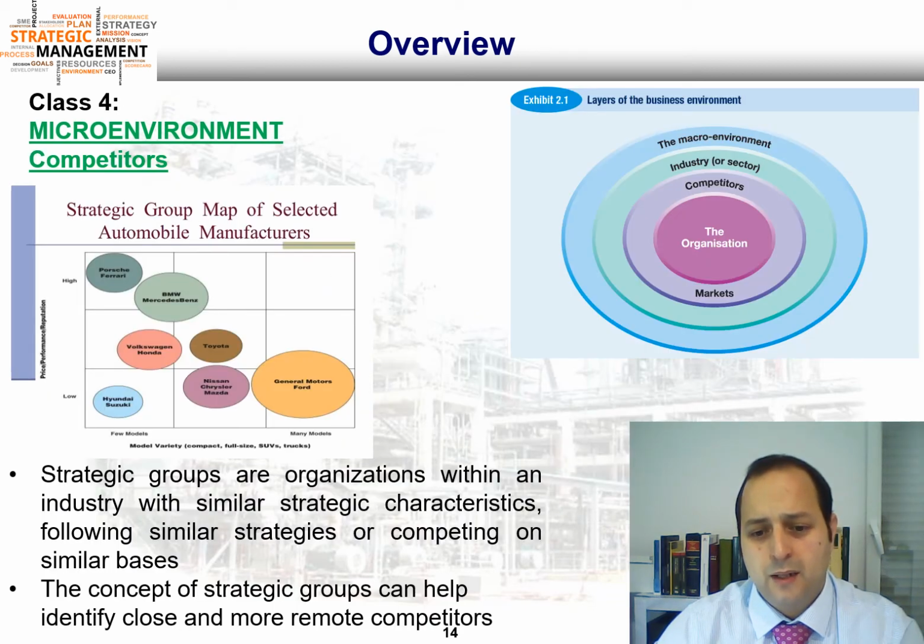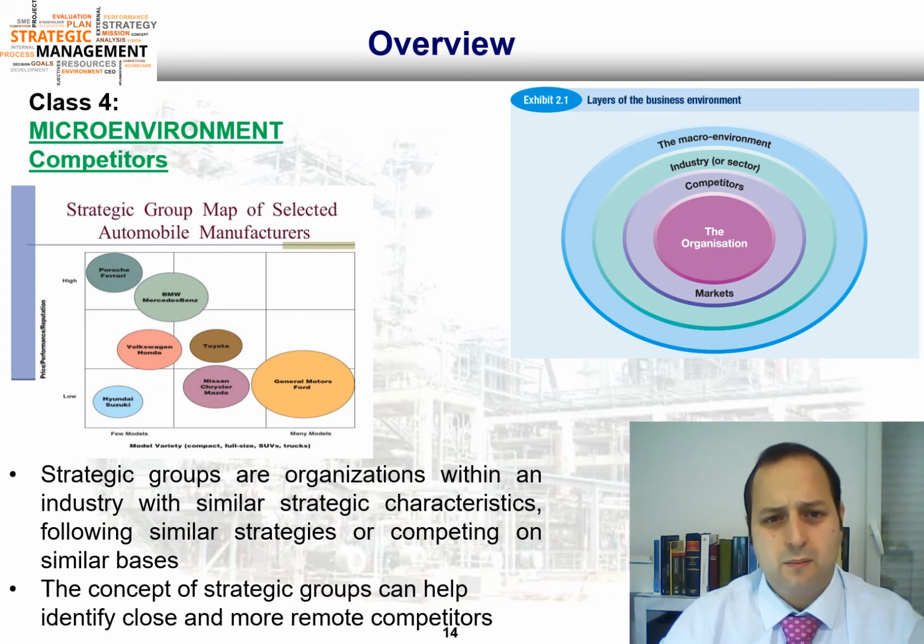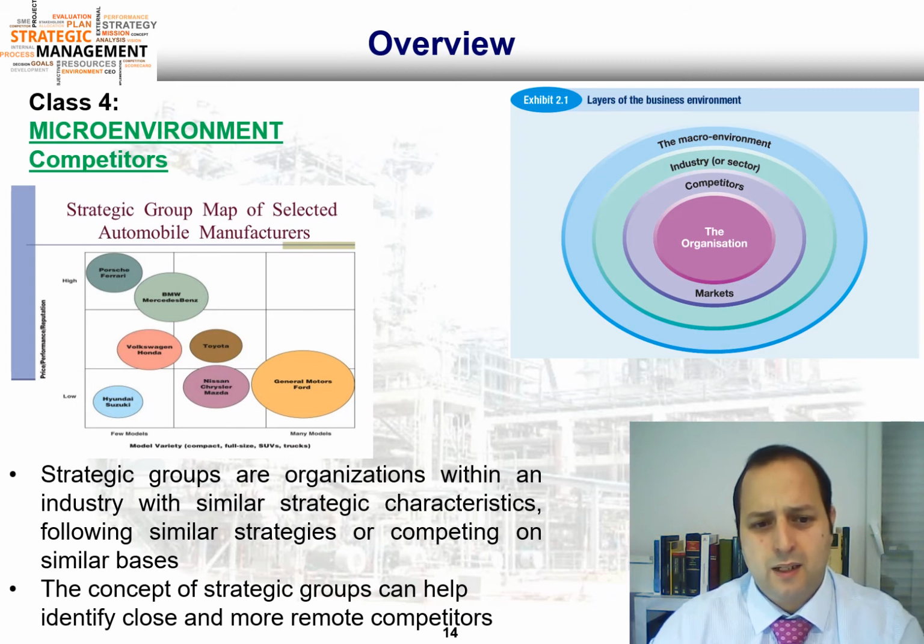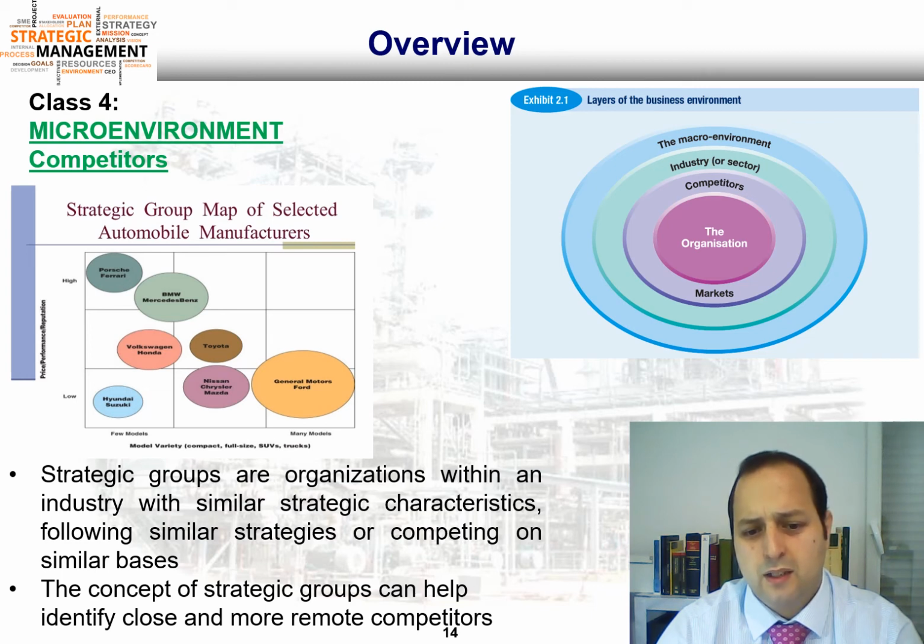Continuing with the macro environment, in class 4 we started speaking about competitors, which is the next layer of the business environment. To understand competitors, it is very important to perform an analysis of the company, and we started the analysis of competitors with the concept of a strategic group. Strategic groups are companies within an industry with similar strategic characteristics, following similar strategies, or competing on similar bases. The concept of strategic groups can help us to identify close and more remote competitors.